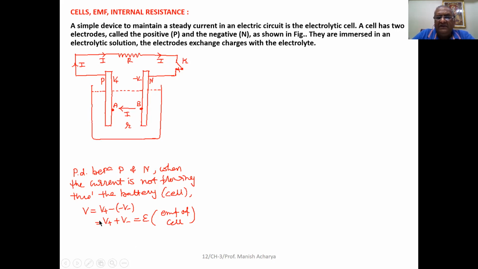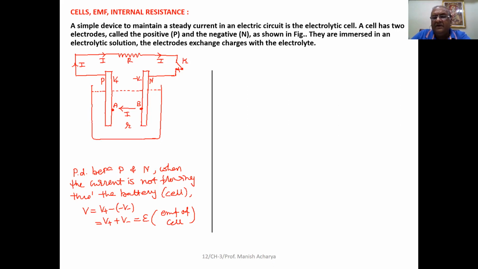So in that particular case, we can say the potential difference between these two electrodes P and N, that is V plus minus V minus, is called the EMF of the cell. So in short, you have to remember this thing: when the current is not flowing through the cell, at that time, whatever is the potential difference between two terminals of the cell or two electrodes of the cell, that is the EMF of the cell.